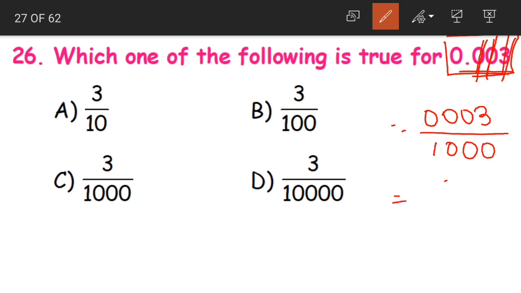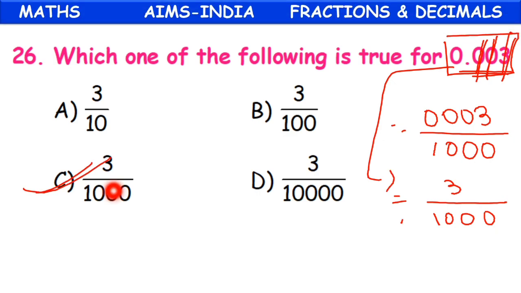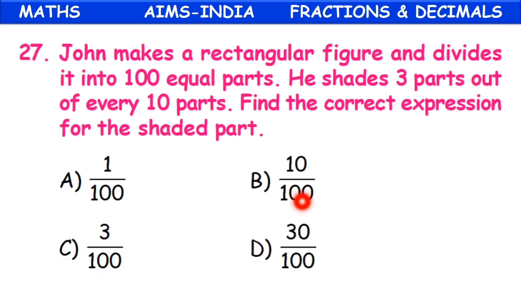Now in the numerator 0003 is nothing but equal to 3, divided by 1000 in the denominator. So 3 by 1000 is the fraction for the given decimal 0.003. Option C becomes our correct answer. It is true for the given decimal.